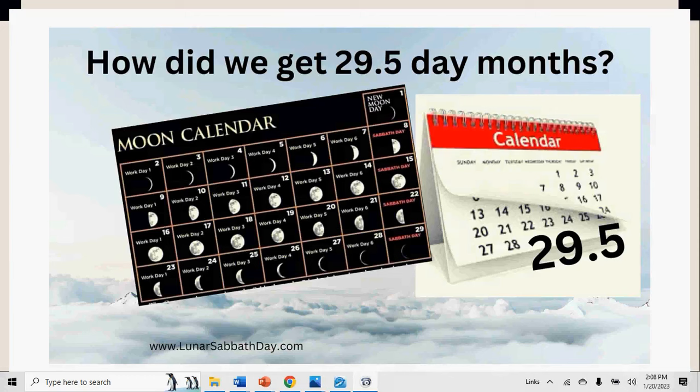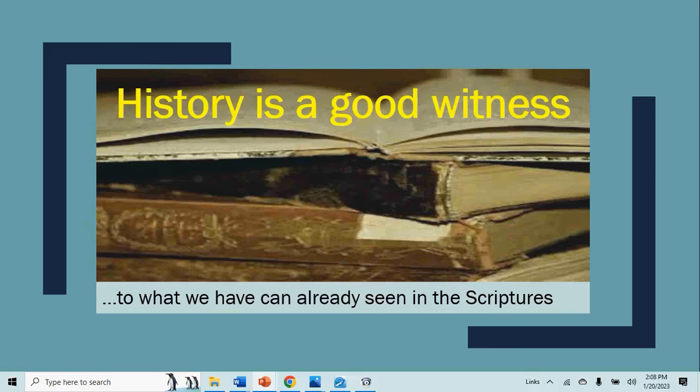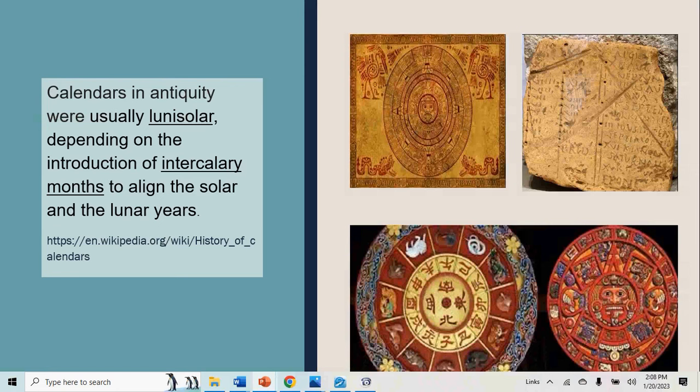So how did we get a 29.5-day month? The whole world has a 29.5-day month. How did this happen? Well, history is a good witness. We still have some good historical records, and we will also see what is in scriptures.